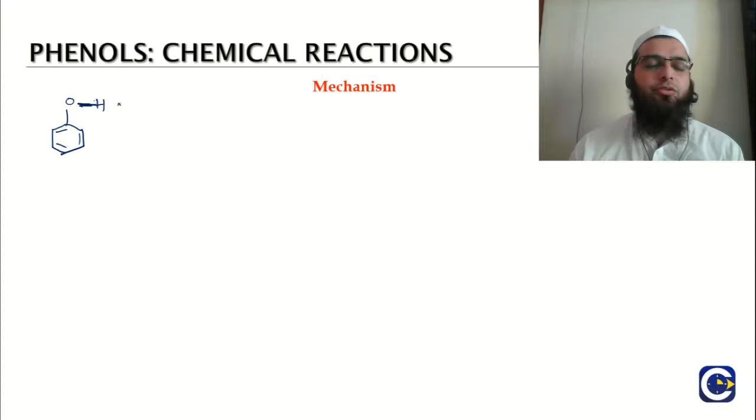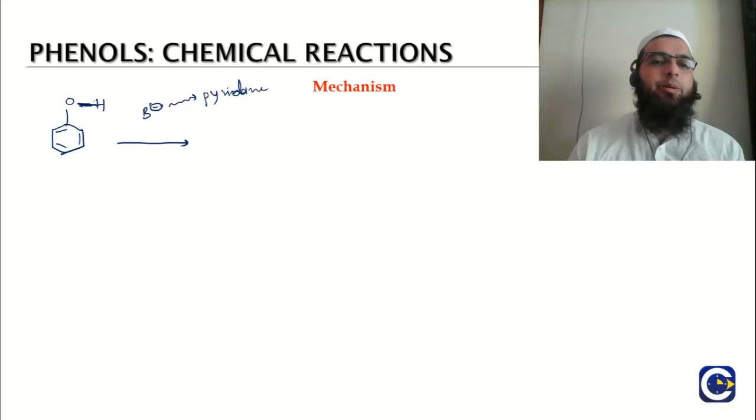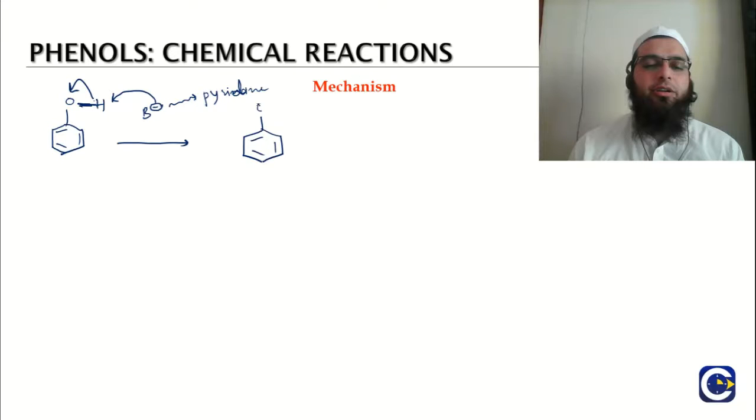What happens in the first step of the reaction? We are using a base, and we should remember that the base we mostly use is pyridine. The base abstracts the proton from the phenol, and in this reaction we get the phenoxide ion as a reaction intermediate. The phenol loses a proton, which remains in the reaction medium.